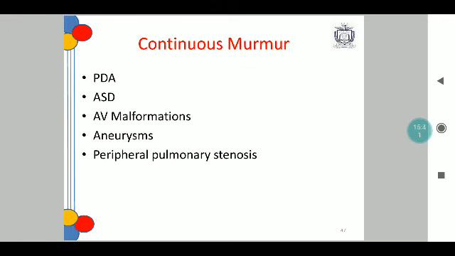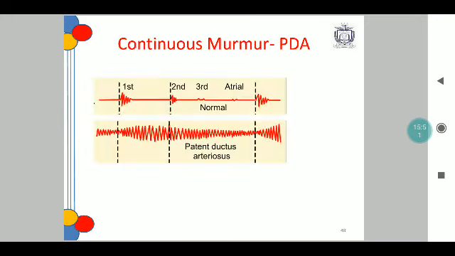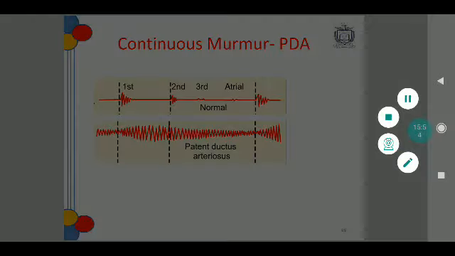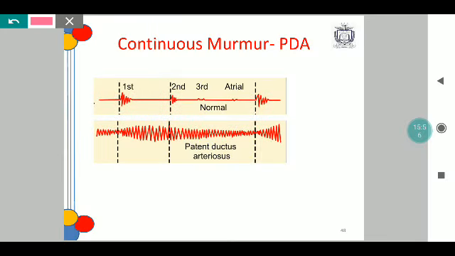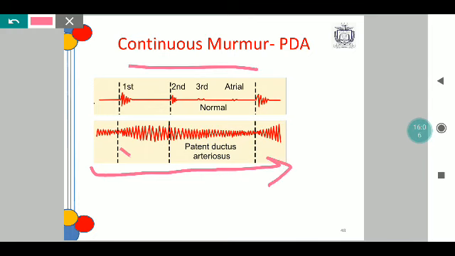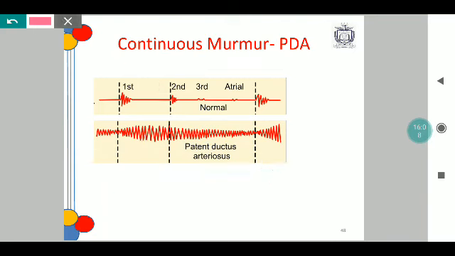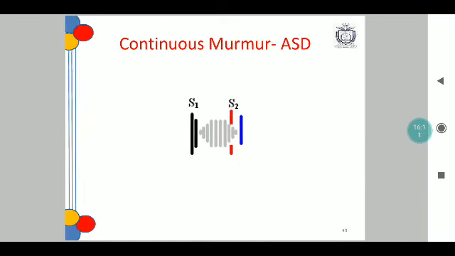Now, moving on to continuous murmurs, they are seen in patent ductus arteriosus, atrial septal defects, certain AV malformations, aneurysms and peripheral pulmonary stenosis as well. What we heard till now was a murmur occurring in either systole or diastole. But in PDA, the murmur persists throughout systole and throughout diastole also. It is a totally continuous murmur and it is not possible to distinguish it as either systolic or diastolic, hence the name continuous murmur.